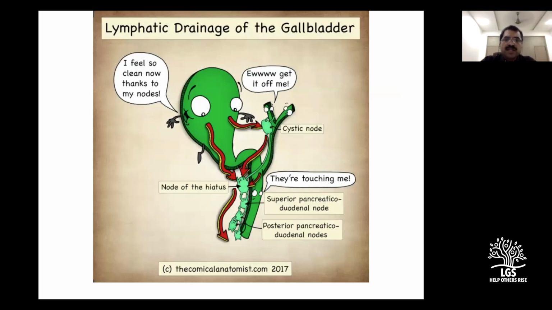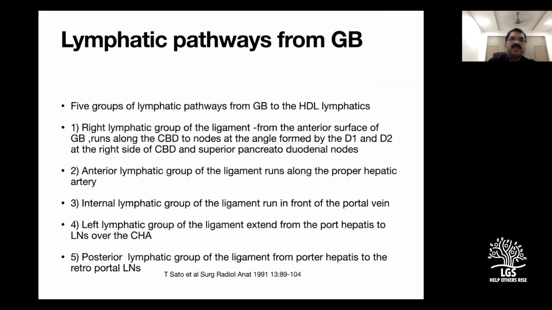The lymphatic drainage of the gallbladder is very important because the most important predictor of survival in carcinoma gallbladder is the involvement of lymph nodes. There are many lymphatic pathways described in relation to the gallbladder. The fundus and proximal part of the body have less lymphatic system, but the neck of the gallbladder has plenty of lymphatics, and they form 5 groups, which communicate with the hepatoduodenal lymphatics and finally form trunks like the right lymphatic group and trunk, the anterior lymphatic group, then the internal lymphatic group, so many groups which are not very important for students.